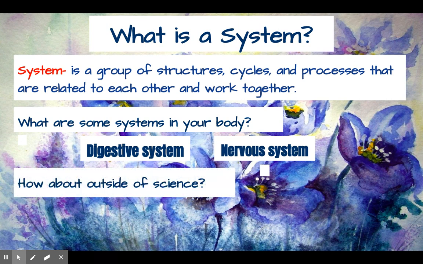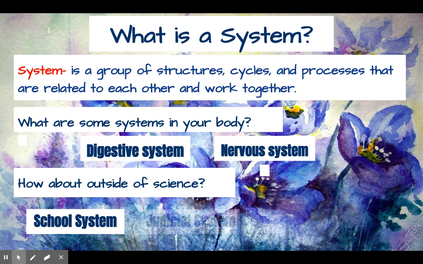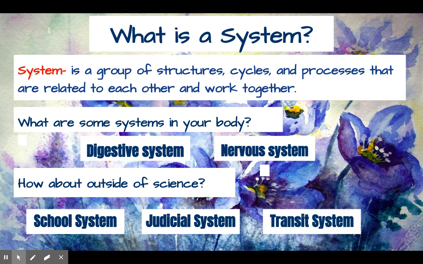And how about outside of science? So the digestive system we know is how we break down food and process food. Your nervous system is when we get anxious, that affects our nervous system. But outside of science, what do you think are some systems? Oh, let's see. Oh, school system, which we're very familiar with. There's a judicial system, and there's the transit system, which the majority of us use public transportation. So we're also very familiar with that.